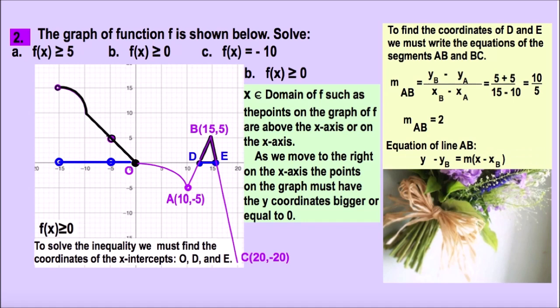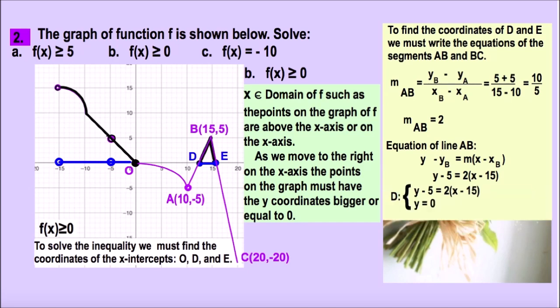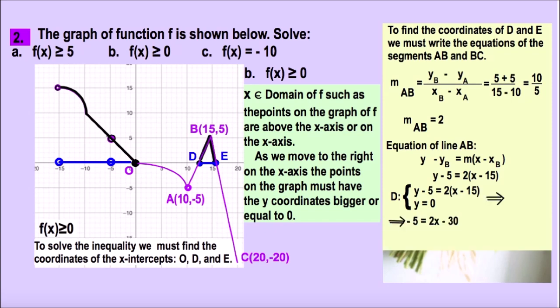The equation of line AB, we use what we know the equation of a line to be, which is y minus yb equals slope times the quantity x minus xb, equivalent to y minus 5 equals 2 times the quantity x minus 15. To find the coordinates of point D, we must solve the system of equations y minus 5 equals 2 times the quantity x minus 15 and y equals 0. Plug in y equals 0 from the second equation into our first equation to obtain negative 5 equals 2x minus 30.